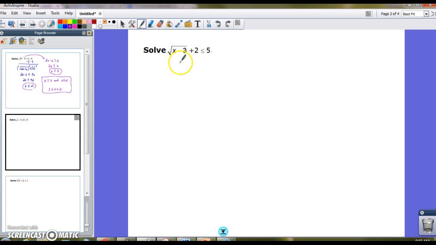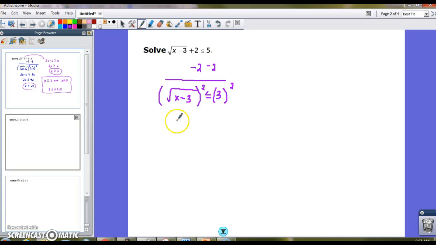In the next one, it's a similar type of problem. So I'm going to start by isolating the radical. I'm going to subtract 2 from both sides. And I end up with the square root of x minus 3 is less than or equal to 3. When I square both sides to get rid of the radical, on the left I end up with x minus 3. On the right I end up with 9. And so when I solve that, I end up with x is less than or equal to 12 when I add 3 to both sides.